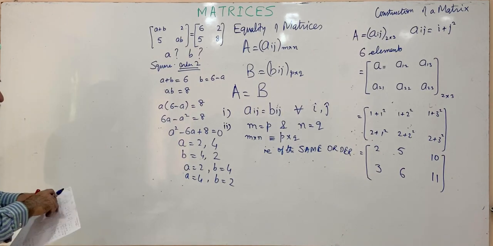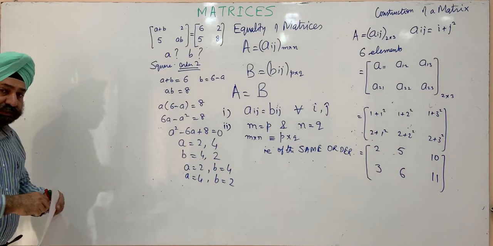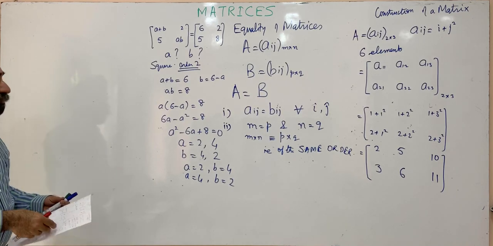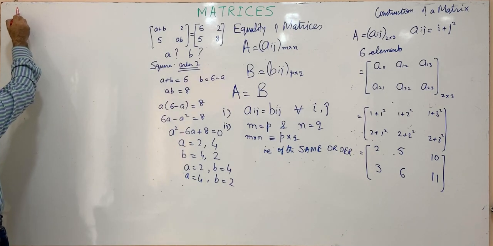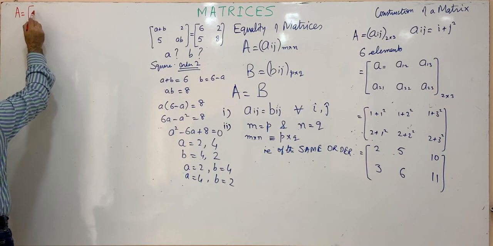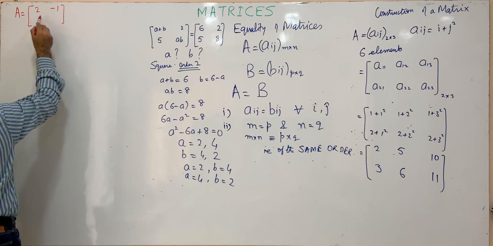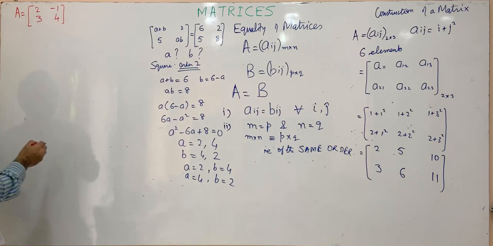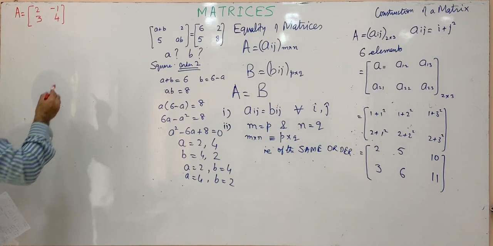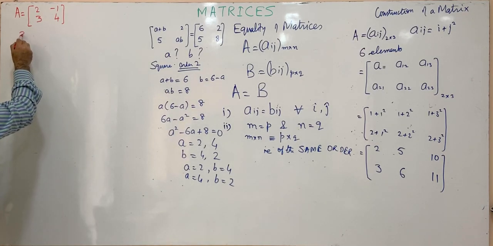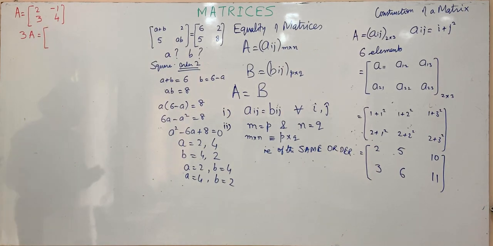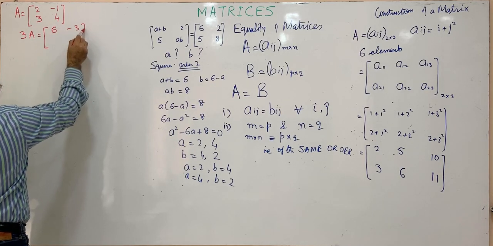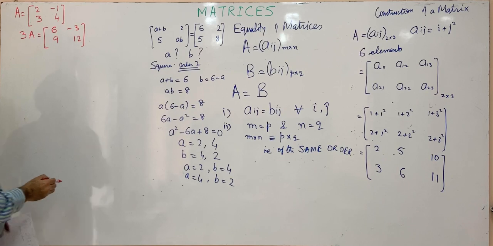Let us next discuss addition, subtraction and scalar multiplication of a matrix. Say this is A, these are the elements 1, 2, minus 1, 3 and 4. This is matrix A. Scalar multiple of this means like 3A. 3A is multiply each element of matrix A by 3 to get 3, 6, minus 3, 9 and 12.